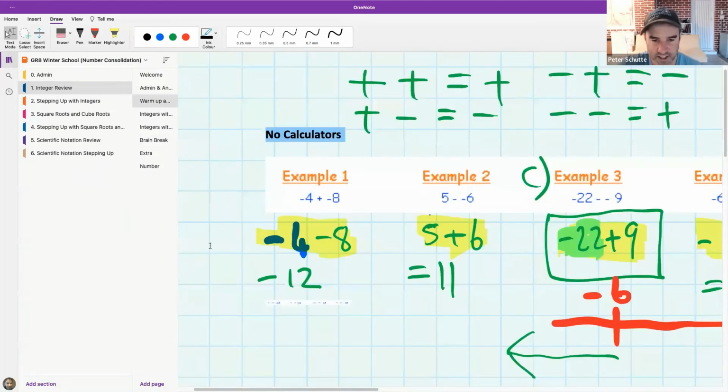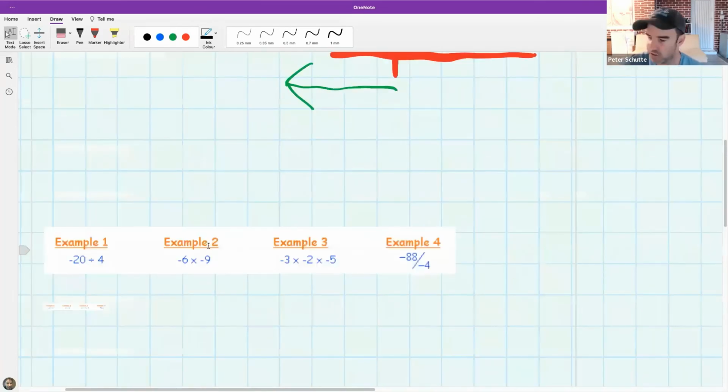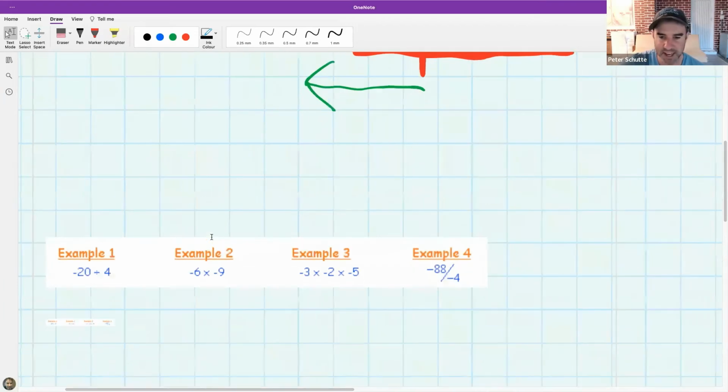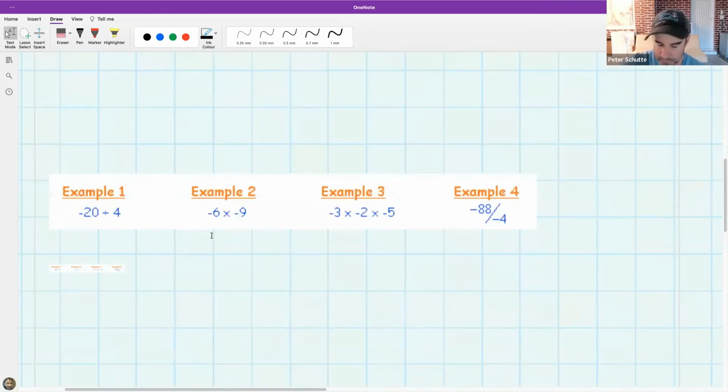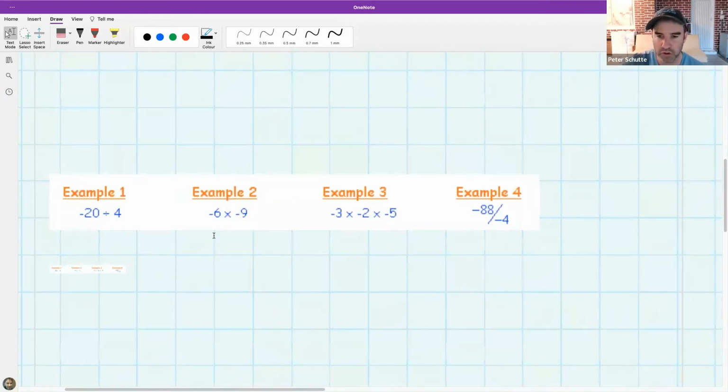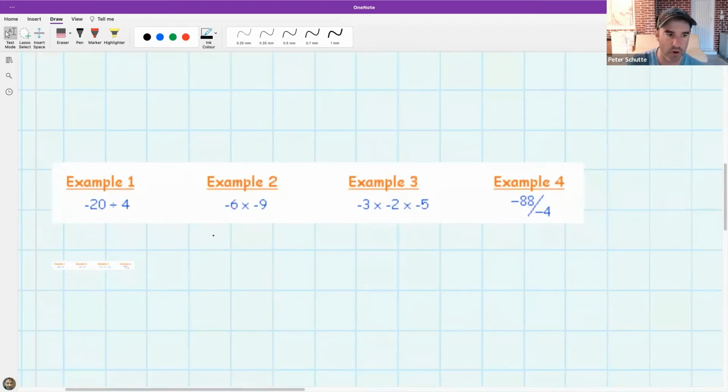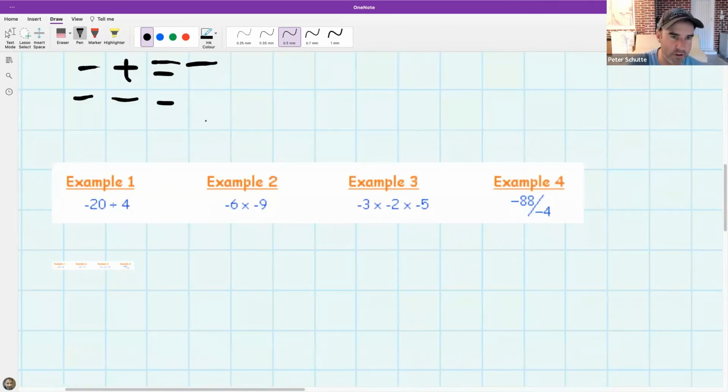So in the second part of the lesson, I'm going to focus on multiplication and division. And the good news is the rules are pretty much the same. If you have a negative multiplied by a positive, you get a negative. If you have a negative multiplied by a negative, you get a positive, and so on. So I'm just going to do these examples for you, and then after we've done the examples, you are going to practice. Okay, so let's look at the first one.